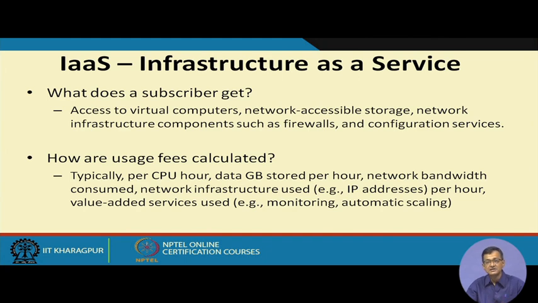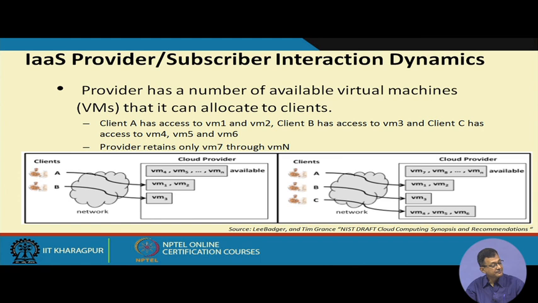So, this is what the subscriber gets, and what the subscriber pays for it is typically per CPU hour, GB of data stored maybe on an hourly basis, network bandwidth consumed at a particular rate, and network infrastructure used, such as how many IP addresses, which routers, etc. And there can be value added services like monitoring, automatic scaling and other such things.